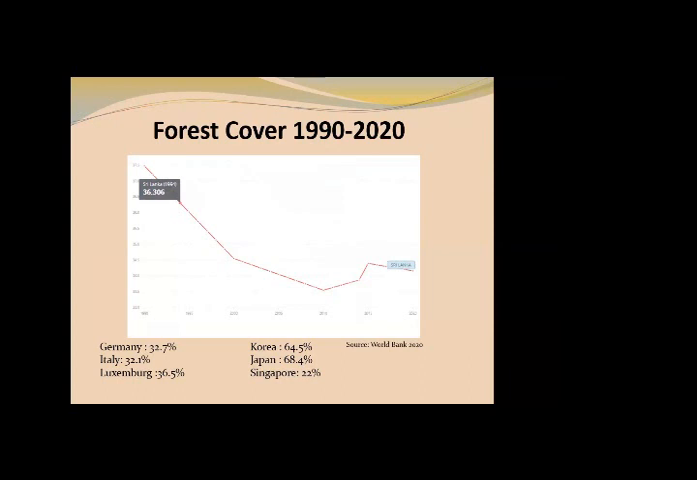Now below here, I have put some of the countries. We think development will take the forest cover, and a lot of people can argue that. You can see below in the slide, Germany, an industrialized nation, has 32.7% forest cover, much higher than us. Italy is 32.1, much higher. Luxembourg is 36%. Korea and Japan, I don't even want to compare, because they are more than double our forest cover. Even a highly populated Singapore has 22% forest cover.